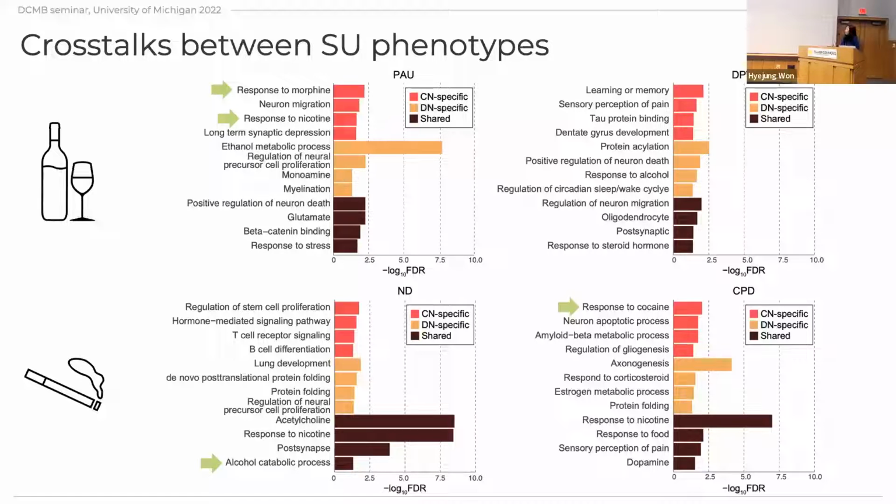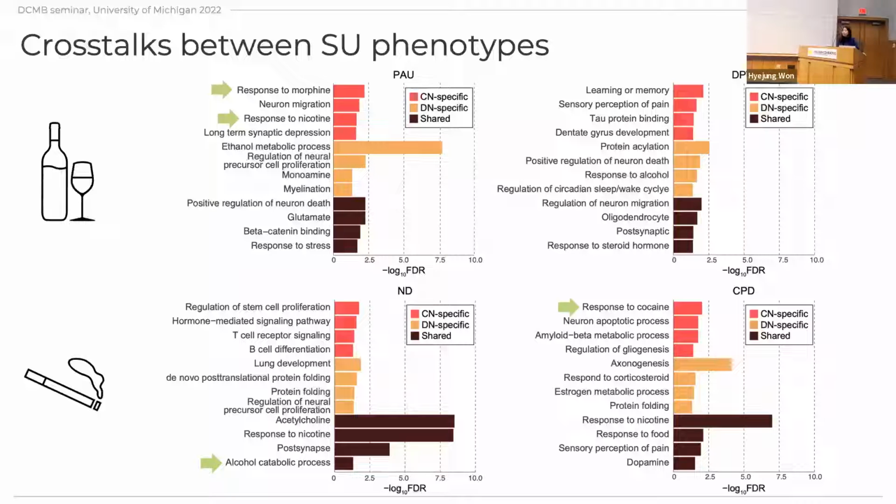For example, problematic alcohol use was not only associated with ethanol metabolism, but we found that morphine and nicotinic response also seemed to be involved. Similarly, when it comes to nicotine dependence and cigarettes per day, not only cholinergic and nicotinic pathways were involved, but alcohol catabolism was associated with nicotine dependence and cocaine response was associated with cigarettes per day. So this suggested that there seems to be some genetic etiology shared across different substance use genetics.